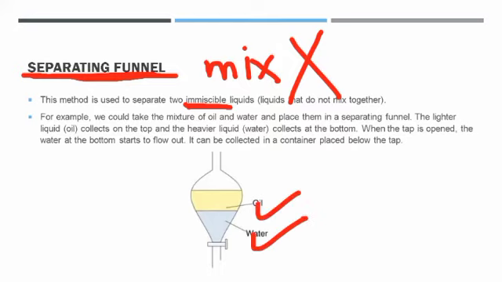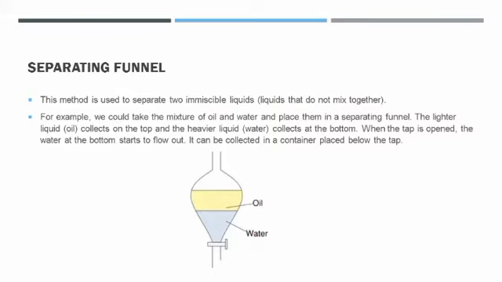Okay, so what happens? You have the separating funnel, and in the separating funnel, you have a tap over here. You first let your oil and your water sit, and when you let it sit, the denser liquid will collect at the bottom. Here water was denser, so it collected at the bottom, and the less dense liquid comes to the top. When you leave it for a long time, this is how it's going to collect: water at the bottom, and oil, the less dense liquid, at the top.